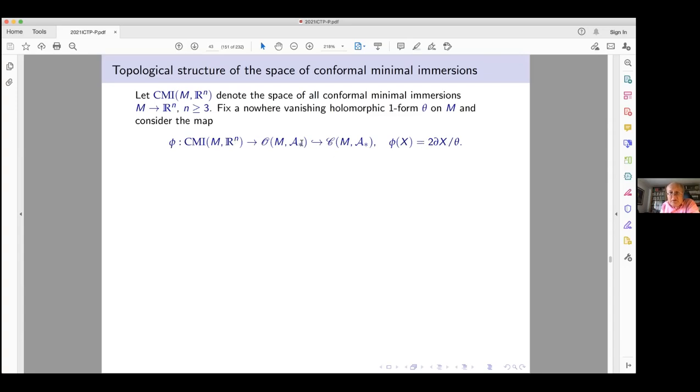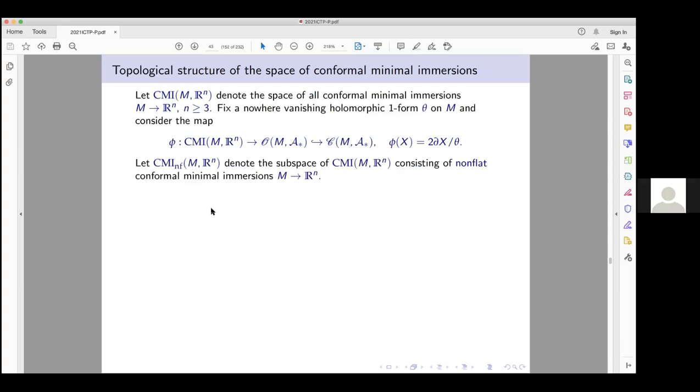The second map is nothing but the inclusion map. Instead of holomorphic maps, you can take continuous maps. Now I will also consider a big open subset of this space, which consists of non-flat immersions. Non-flat just means that it does not lie in a plane.